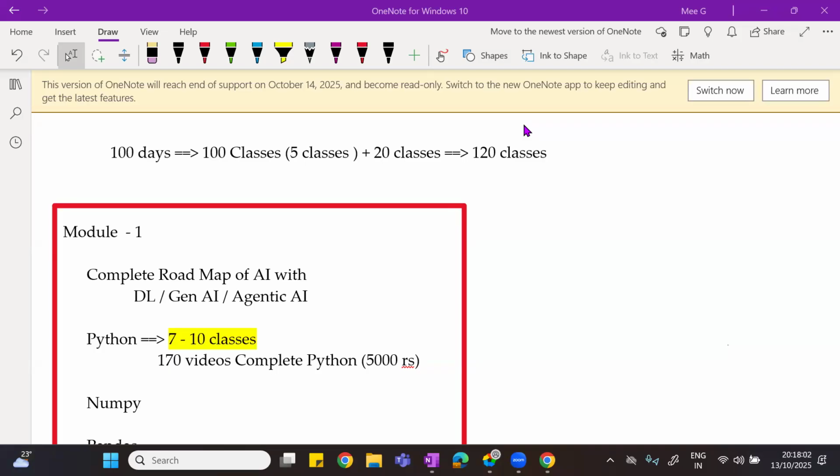See, Mathi, I'm sorry if I'm pronouncing it wrong. Mathi, you should understand one thing. Mathi's question is, I'm a tester, and now I want to transform. There are two ways you can do it. One, after this course, you can directly jump in as a generative AI professional or agentic AI professional. It's up to you. Okay.